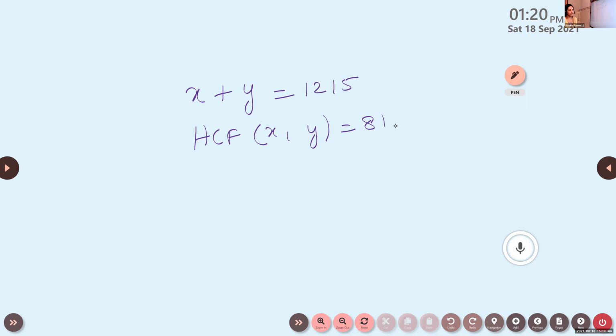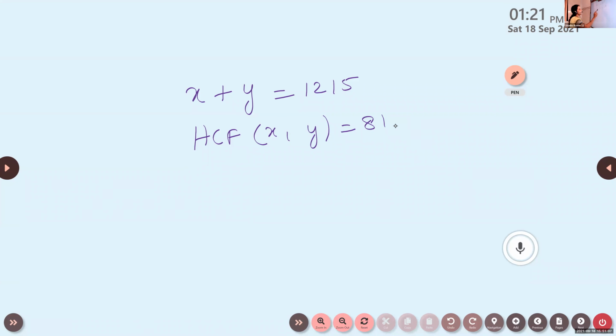One more time, read the question, Fia. If sum of two numbers is 1215 and their HCF is 81, then the possible number of pairs of such numbers are. Then how many possibilities are there? That is what we want to find. Okay, so how to do this?